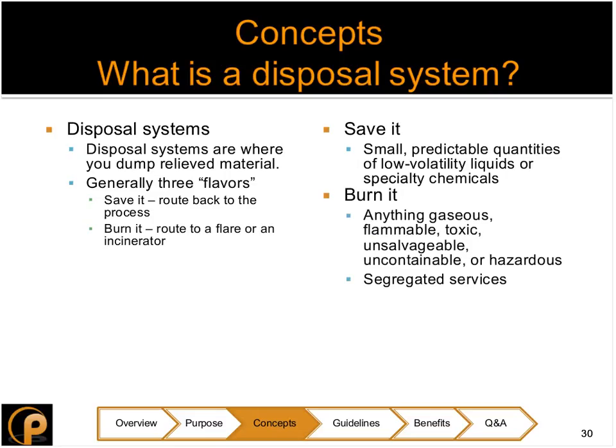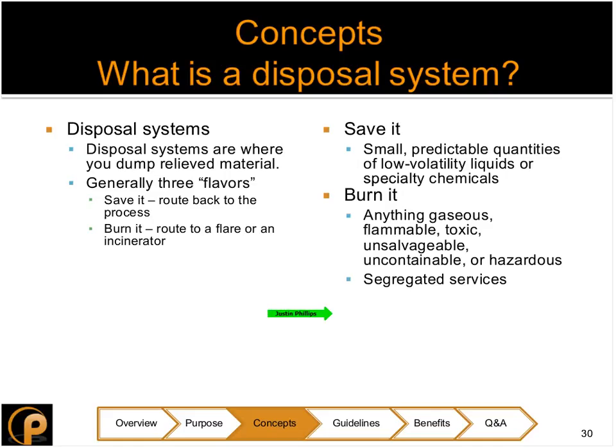Or we could burn it. We typically burn anything that's gaseous, flammable, toxic, unsalvageable, uncontainable, or hazardous. In many facilities, we have to burn just about everything, but that doesn't mean we can burn it all together in the same disposal systems. Fluids may relieve at very different conditions than other fluids. For instance, one fluid may go into a disposal system at a very cold temperature, while another may go into the disposal system at warm, saturated conditions. If you mix those two relief loads together, you may get some phase change. You might even get ice formation, and nobody wants that, so segregated flare systems are not uncommon.